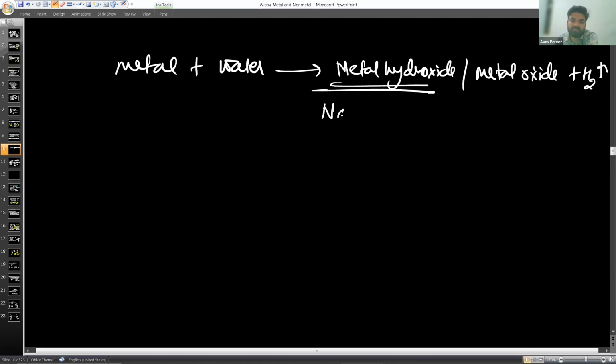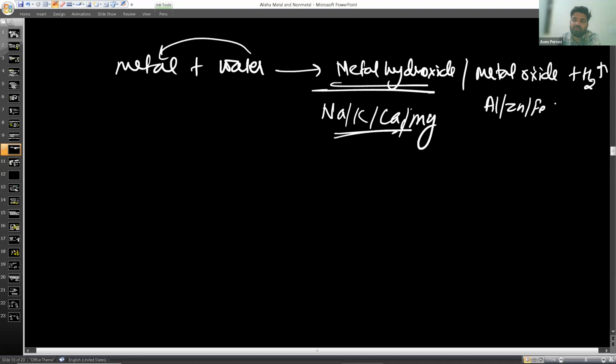Which metals form metal hydroxide? There are four metals: potassium, sodium, calcium, magnesium. These metals on reaction with water form metal hydroxides. Other metals like aluminium, zinc, and iron, when they react with water, form metal oxides.